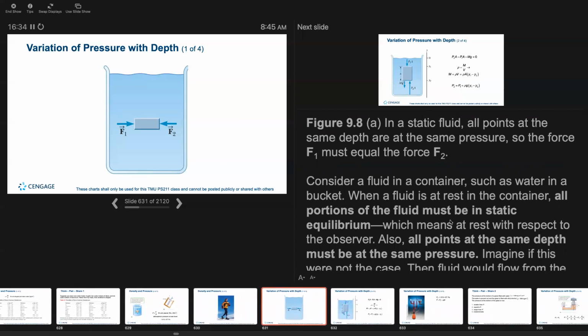Here we have, in a static fluid, all points at the same depth are at the same pressure, so the force F1 must be equal to the force F2.